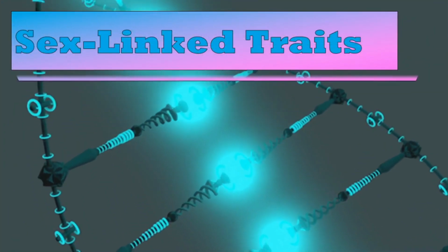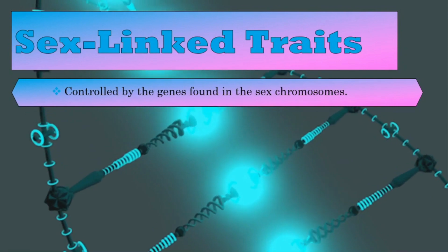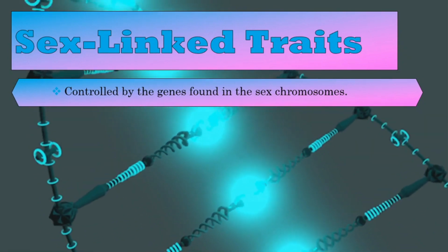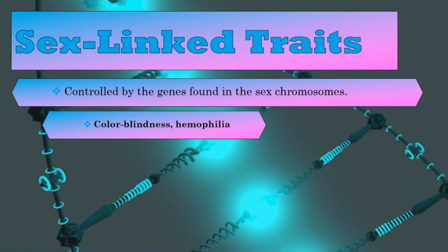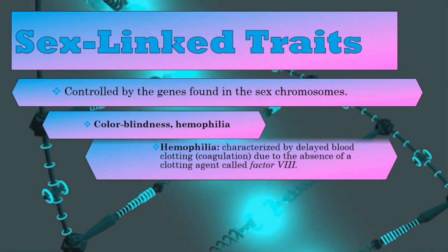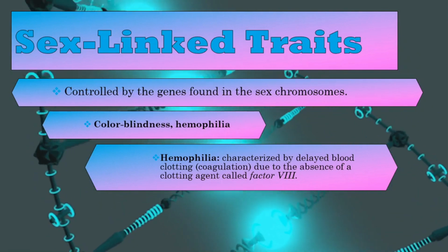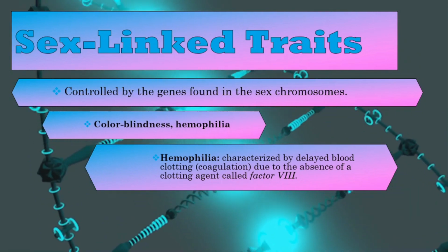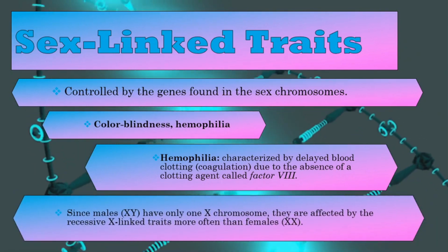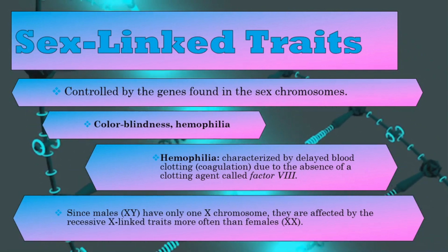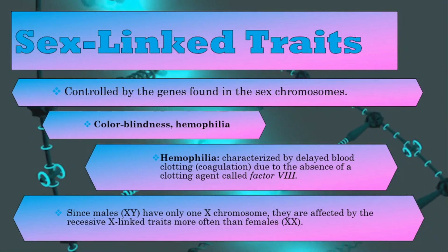Sex-linked traits. Sex-linked traits are controlled by the genes found in the sex chromosomes, the X chromosomes. Examples of this are colorblindness and hemophilia. So what is hemophilia? Hemophilia is characterized by delayed blood clotting or coagulation due to the absence of a clotting agent called factor VIII. Since males, XY, have only one X chromosome, they are affected by recessive X-linked traits more often than the females, or the XX.